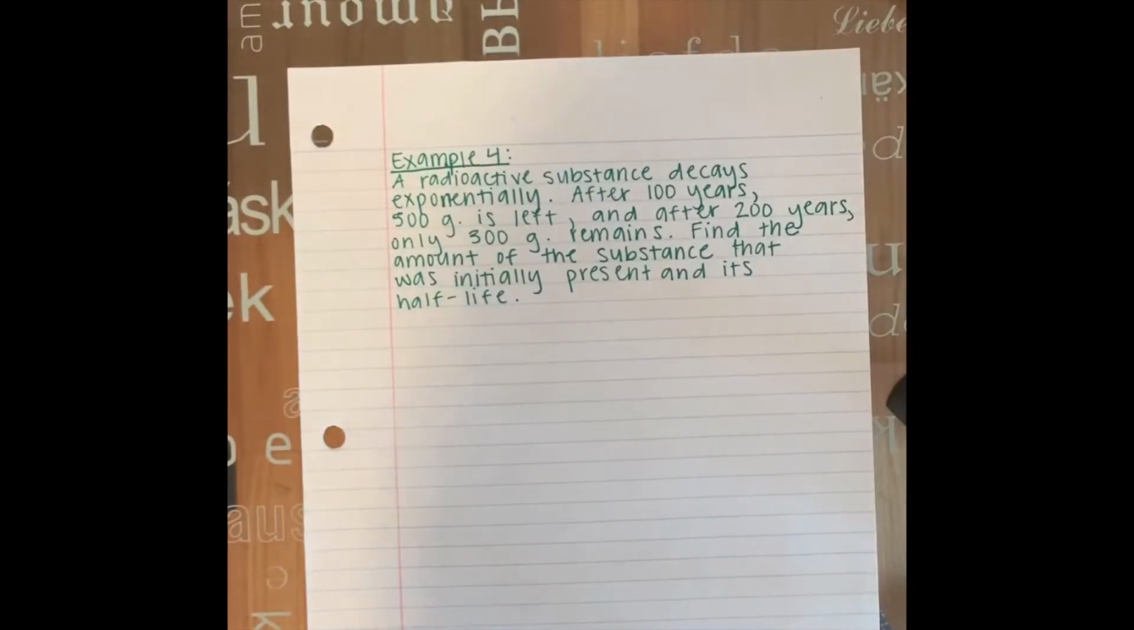Example 4 says, a radioactive substance decays exponentially. After 100 years, 500 grams is left, and after 200 years, only 300 grams remains. Find the amount of the substance that was initially present and its half-life.